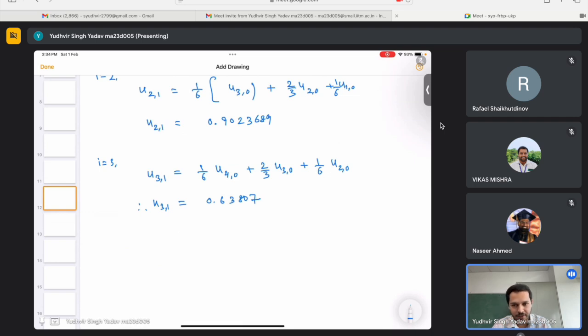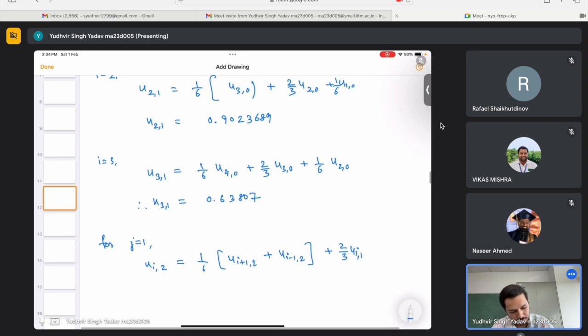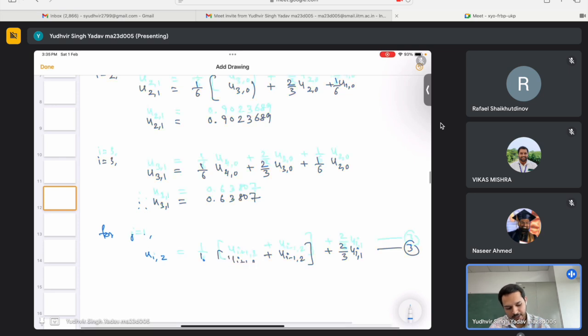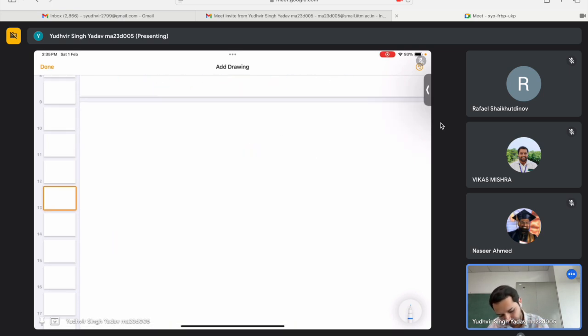And in a similar way we can do it for j equals to 1. For j equals to 1, it will be u i comma 2 equals 1 by 6 u i plus 1 comma 1 plus u i minus 1 comma 1 plus 2 by 3 u i comma 1. So in similar fashion, you can solve for j equals to 1 also. Next scheme we will see is the Laasonen scheme.